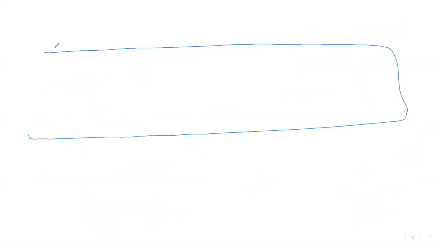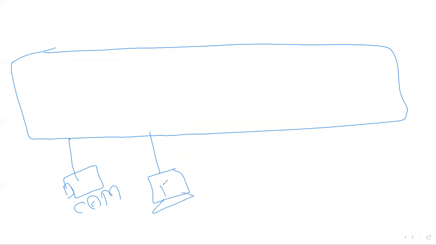So here, I have a switch, connected to a camera, connected to a PC, connected to an access point. We'll continue after this.